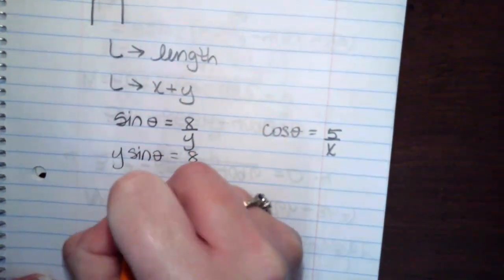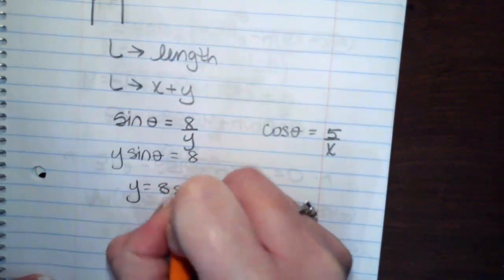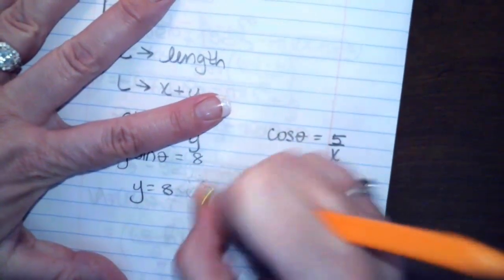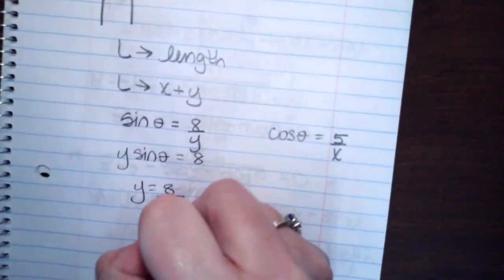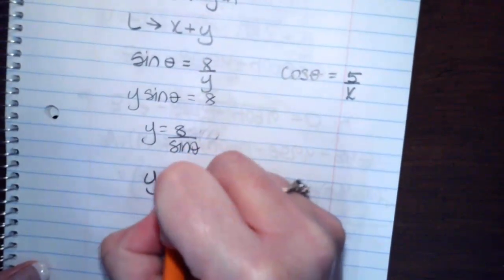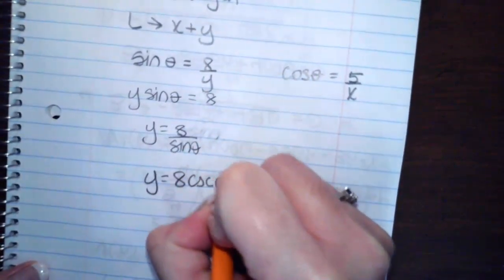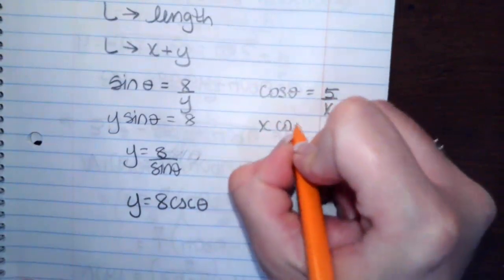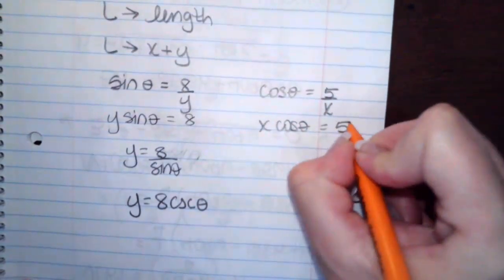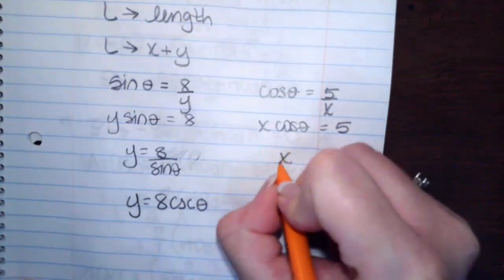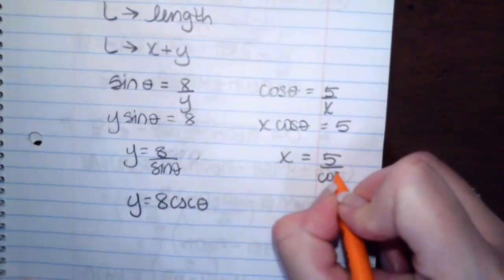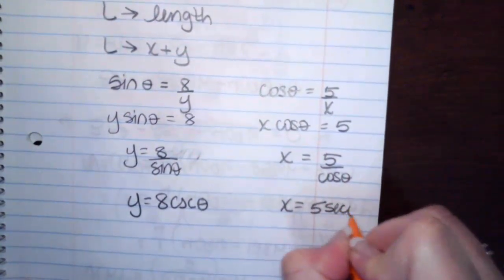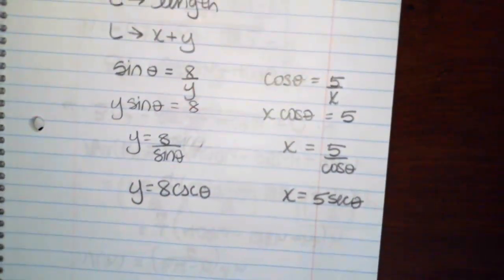And then I'm going to divide both sides by sine. That's 8 over sine theta, which gives me y equals 8 cosecant theta. And I'm going to do the same process over here. I'm going to multiply both sides by x, so I get x cosine theta equals 5. I'm going to divide both sides by cosine, so I get x equals 5 over cosine theta, and then x equals 5 secant theta. Okay, so that is what I know so far.